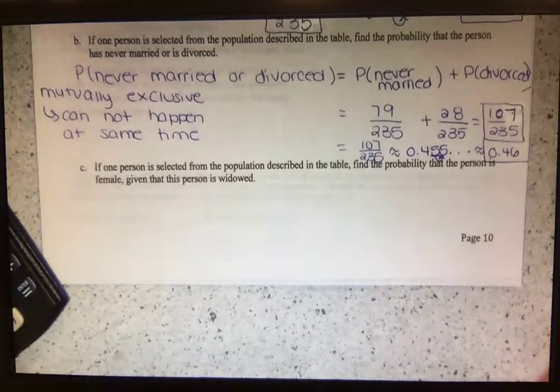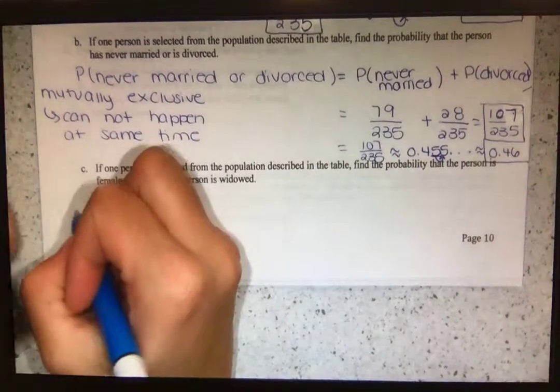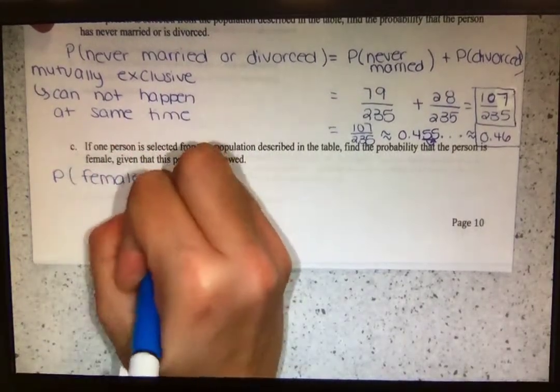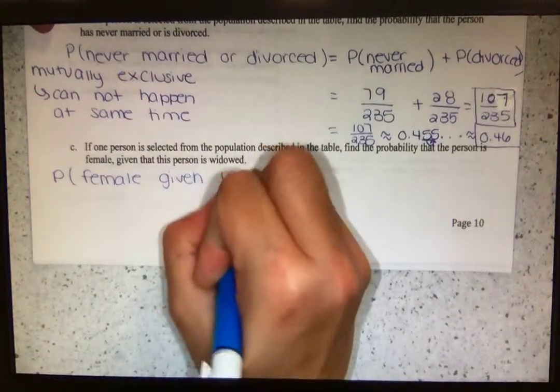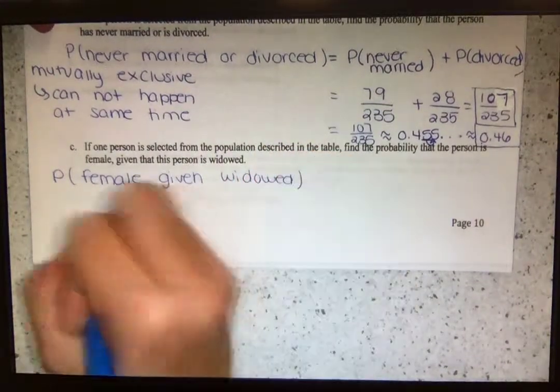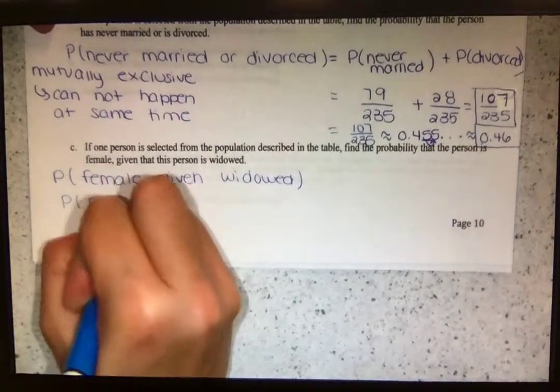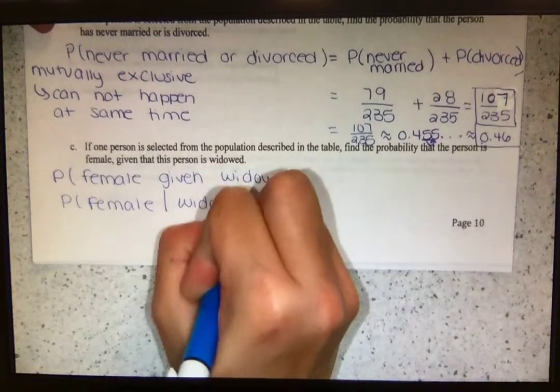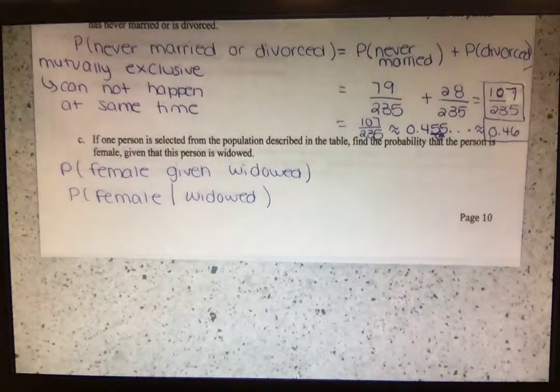If not, last one. If a person is selected from the population described in the table, find the probability that the person is female, given that the person is widowed. So the probability of female, given that the person is widowed. Remember, we can write this as probability of female with this vertical line, given that person is widowed. So this is our conditional probability.